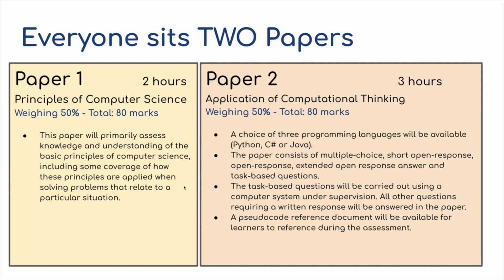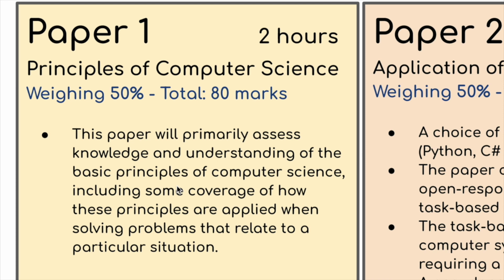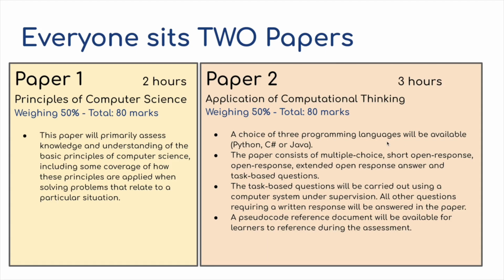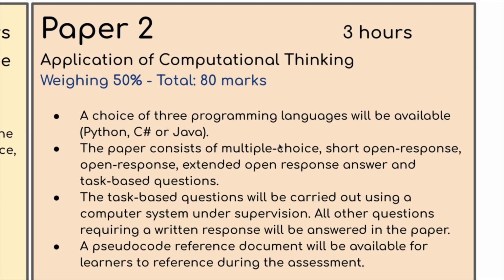Paper 1, though, is purely computer theory, the basic principles, and you've got to demonstrate an understanding and knowledge of the basic principles of computer science, including some coverage of how these principles are applied when solving computational problems that relate to a particular situation. Paper 2 obviously has a practical element to it, where you'll be supervised. Okay, but you'll be using a choice of 3 different programming languages, either Python, C#, or Java.